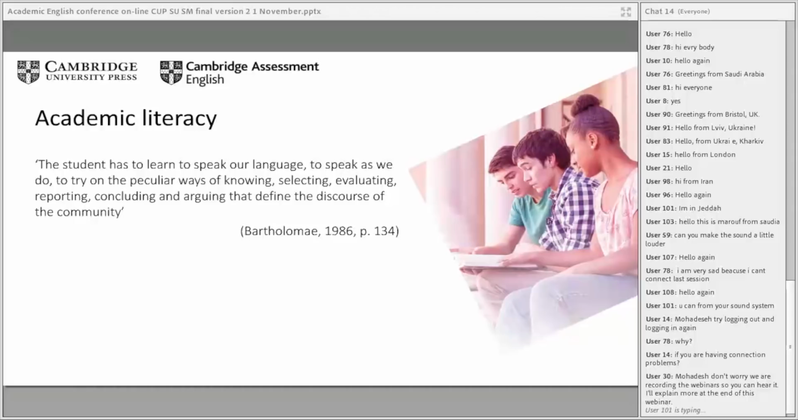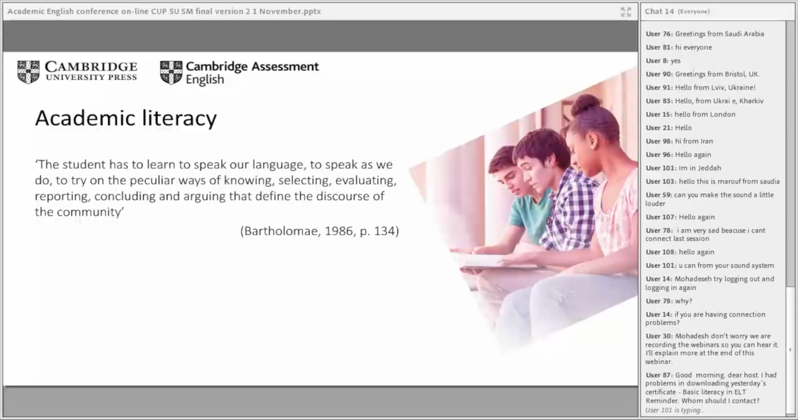One key distinction between academic literacy and general language proficiency is that assessments of general language proficiency often have the first language or the native speaker as the implicit model of performance, whereas assessment of academic literacy considers the first language speaker as a starting point for development.